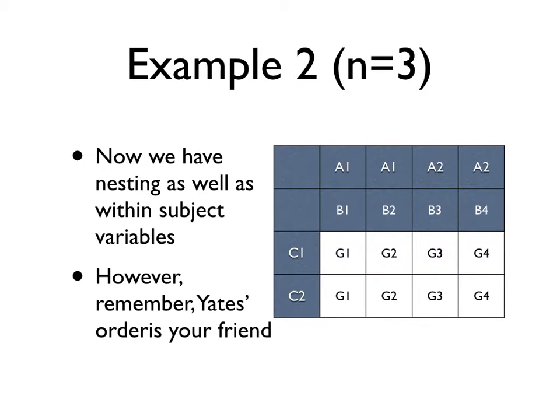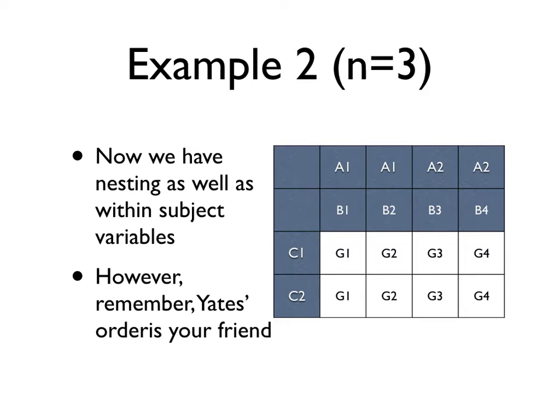Do all levels of C occur with all levels of A? C1, C2, all levels of A. Yeah, all levels of C occur with all levels of A. That's good. So C's not nested with anything. Because all levels of C also occur with all levels of B. So C isn't nested. C is just a within subject variable. That's nice.